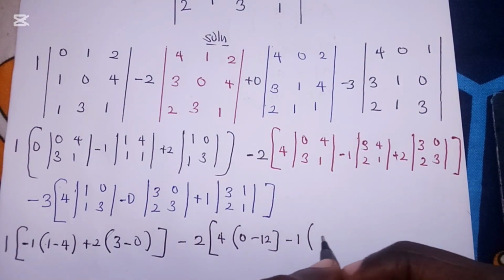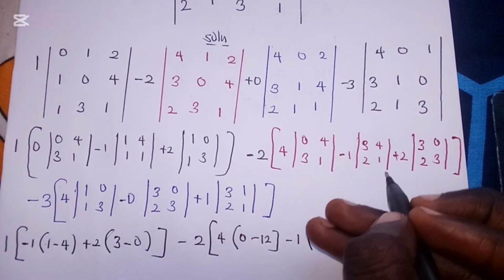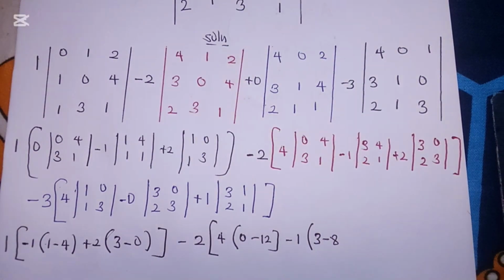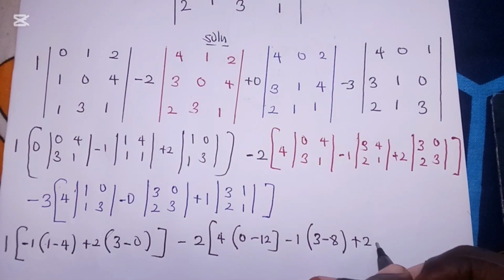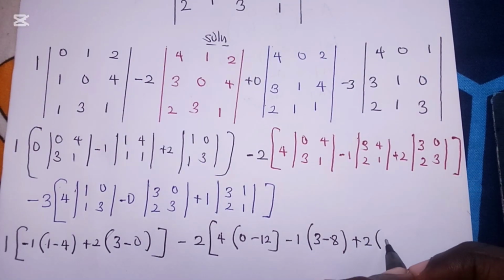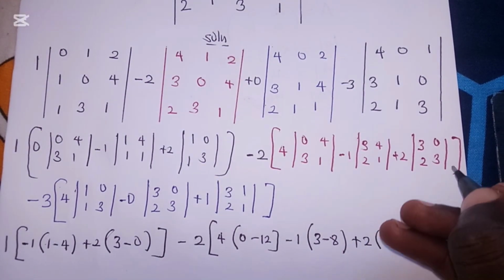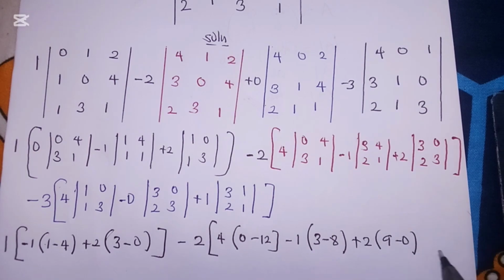into 3 times 1, this is 3, minus 2 times 4 giving us 8. Then close, plus, we come to this again, we say 2 into 3 times 3, this is 9, minus 2 times 0, it is 0. 0 is not your friend, like I said. Close. Let's come to this also.